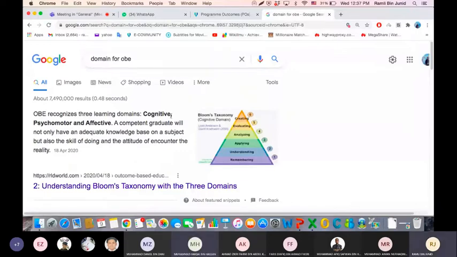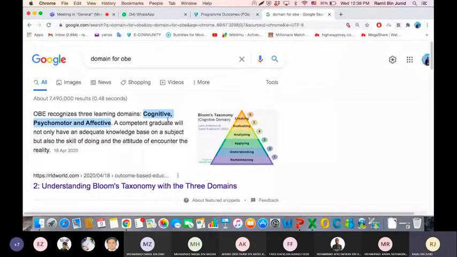Yes, sir. Okay, so this is what I told you. There are three domains, three ways or three methods by which you can be evaluated. I give you the lecture, I give you the knowledge and the information about the subject, and then you sit for the exam. So what is the method that I can use to evaluate you? There are three methods: first, cognitive, and then psychomotor and affective.